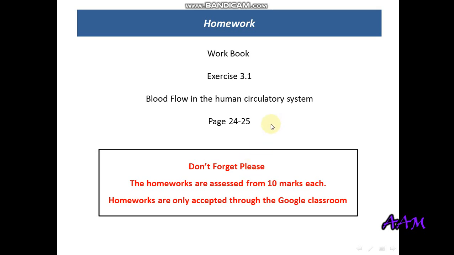And then you have homework: exercise 3.1, and in the workbook, blood flow in the hemocirculatory system, pages 24 and 25.